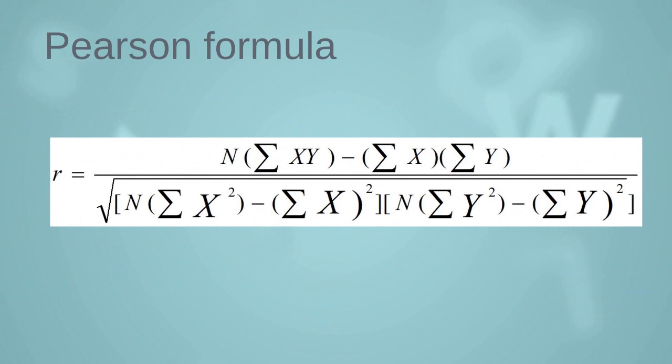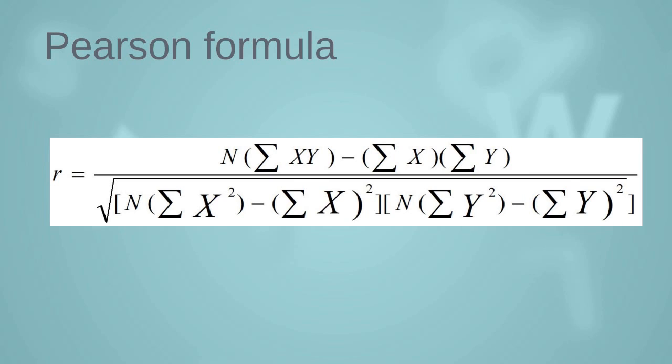To get the sum of X squared, we simply square each X, then add up those squared values. We then square each Y and add these values. This gives us the sums of the squares for X and Y. We also need to square the sum of X and the sum of Y. To get the next two highlighted terms, we then need the sum of X times Y.